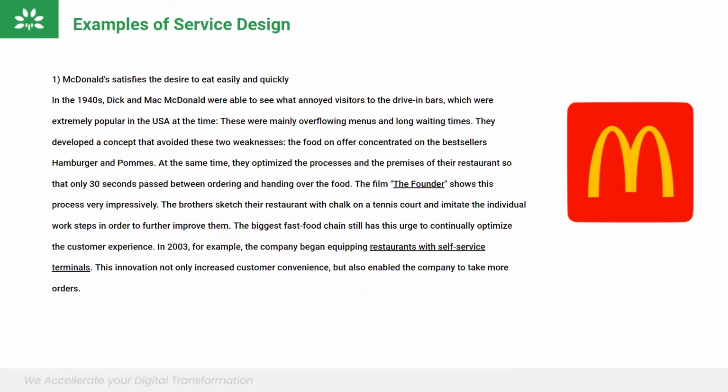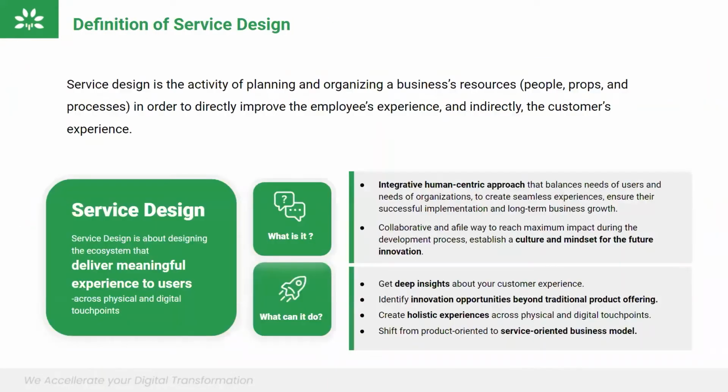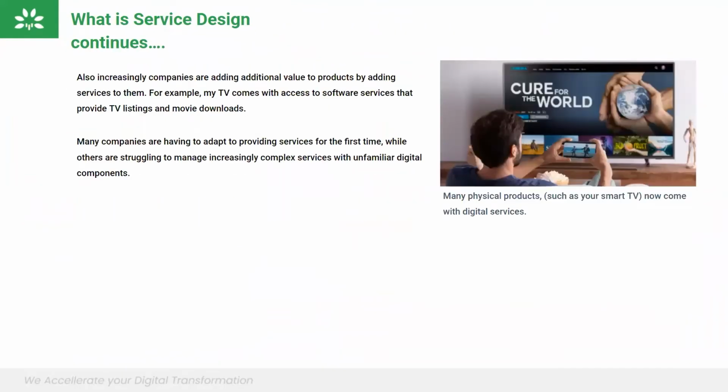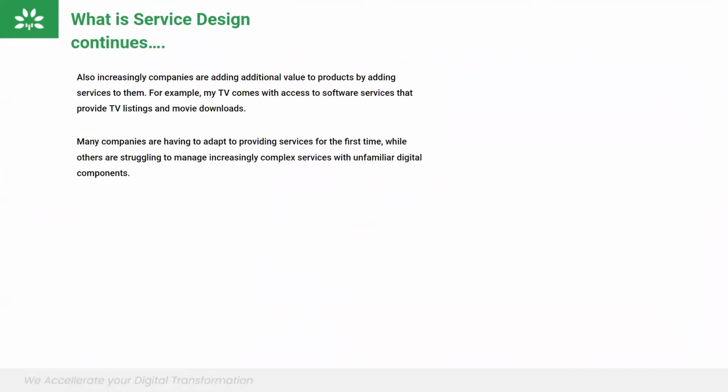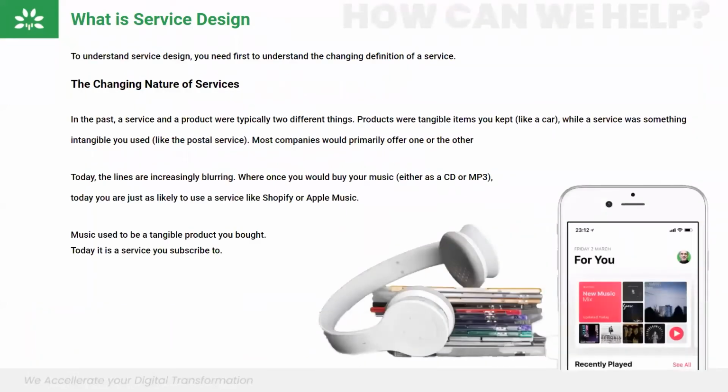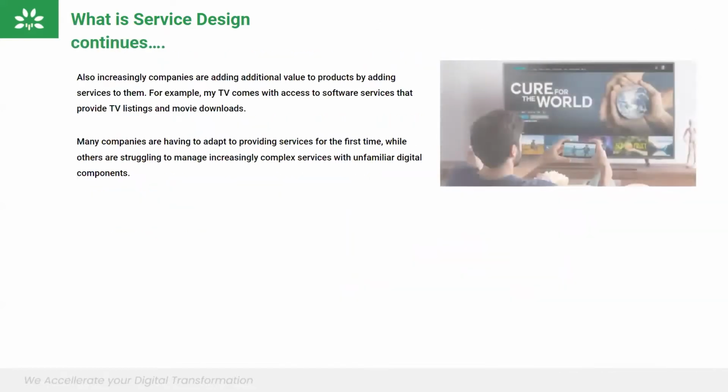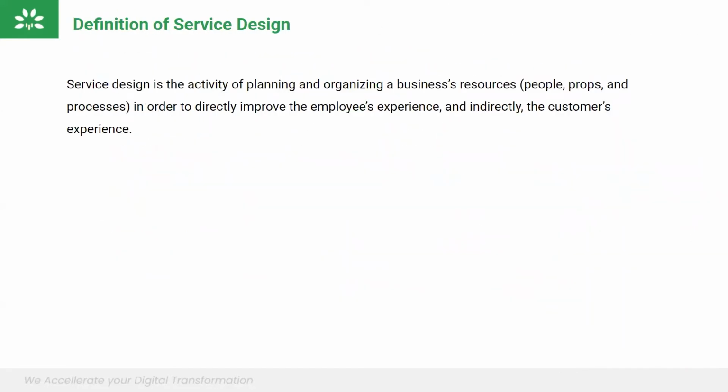So that's how service design comes into the picture, where service design helps people to connect, to get more information, to get more value from their product. So we are talking about the changing nature of services. You can see everywhere now a product is accompanied by some service to increase the value. Now coming back, service design is an activity of planning and organizing business resources like people and processes in order to directly improve the employee experience and indirectly the customer experience.